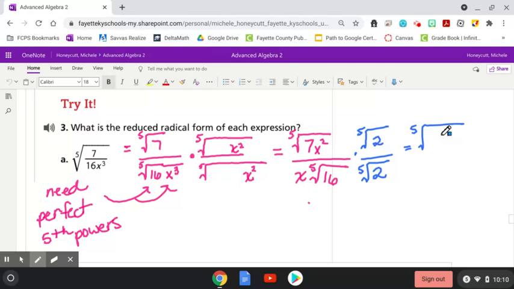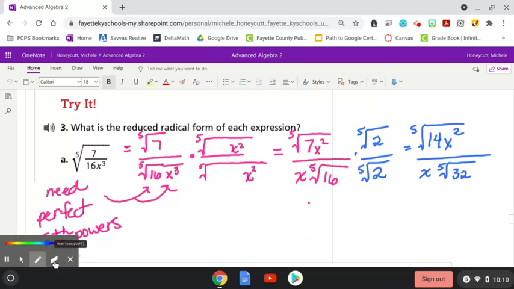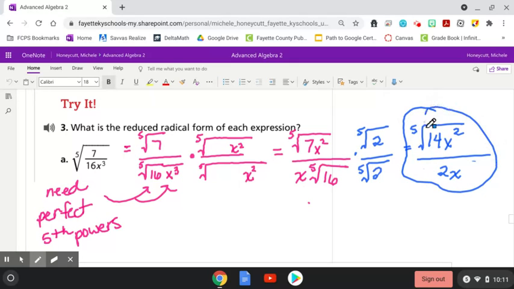7 times 2 is 14x squared, all over x times the fifth root of 32. But the fifth root of 32 is 2, so let's change that. And usually we write the x in the back, so 2x down here. And that should be done because now I don't have any radicals in my denominator.